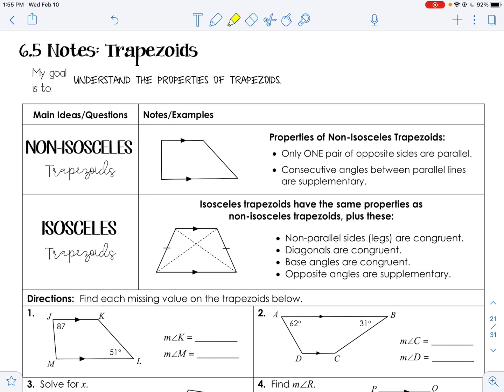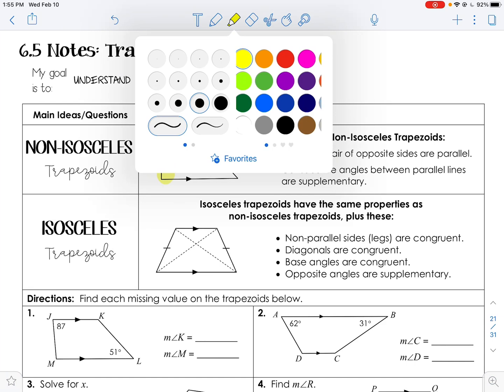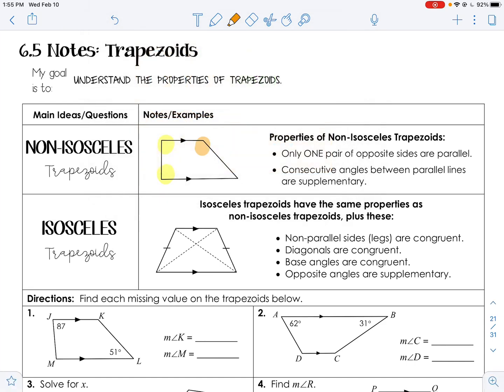So consecutive angles between. Let's do some highlighting here. This angle and that angle, the ones between, are supplementary. This is because whenever you do the parallel lines, those are consecutive interior angles, right? And so then also, let's go with orange this time. This angle and that angle are supplementary. They add to be 180. These add to equal 180.